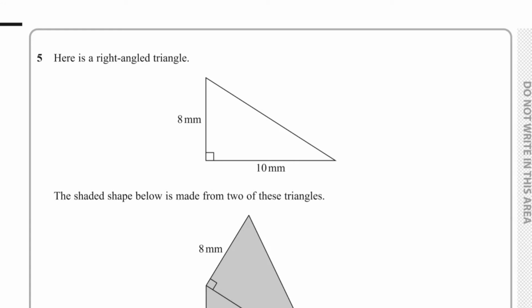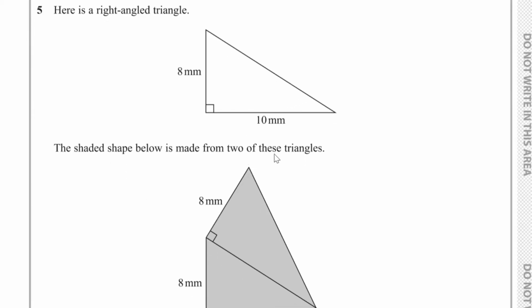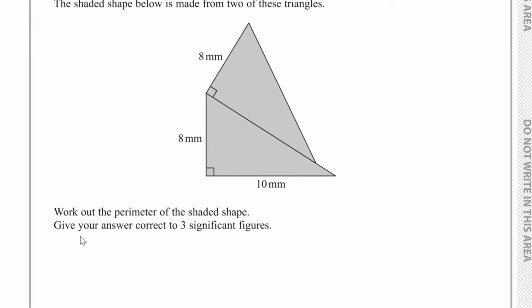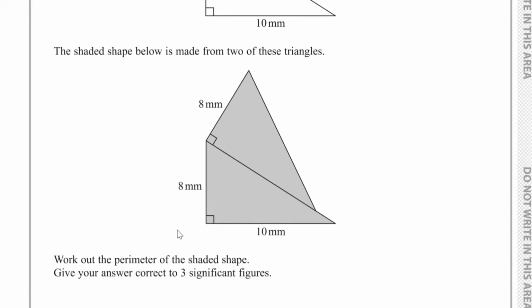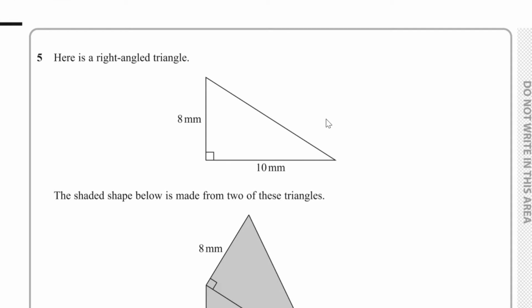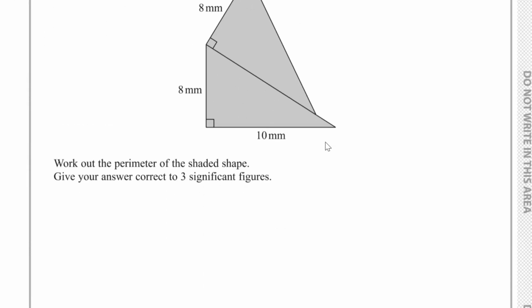Question number 5. Here is a right-angled triangle. We've got dimensions 10mm and 8mm. The shaded shape below is made from 2 of these triangles, and what we have to do is work out the perimeter of the shaded shape, give your answer correct to 3 significant figures. Well, first of all, we need to find the hypotenuse of the triangle, and we can do that using Pythagoras.